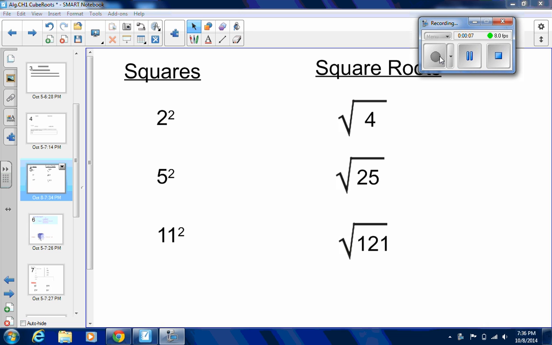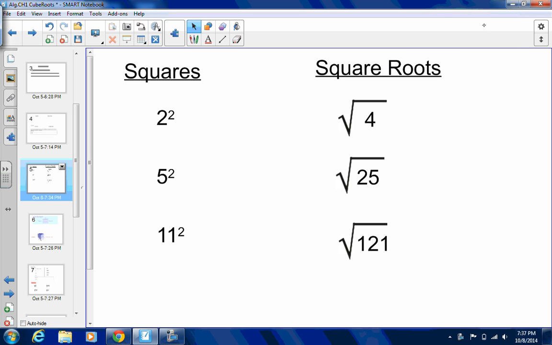Just trying to help you out if maybe you missed class or you want to refresh yourself on the difference between square roots and especially cube roots, which was something new for us here in this unit. So I first want to start us off by looking at squaring a number versus finding the square root of a number.